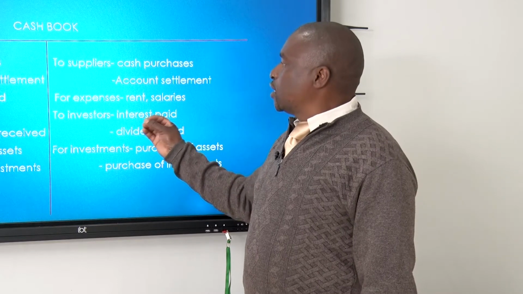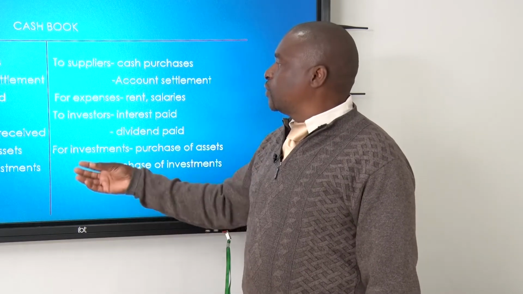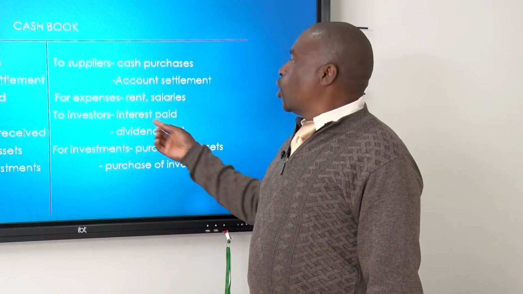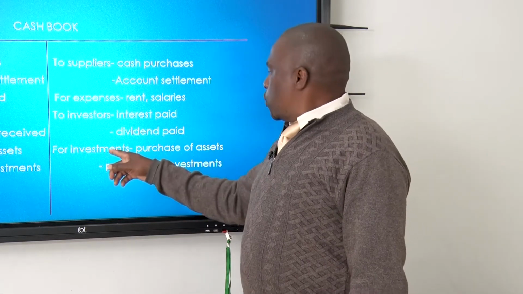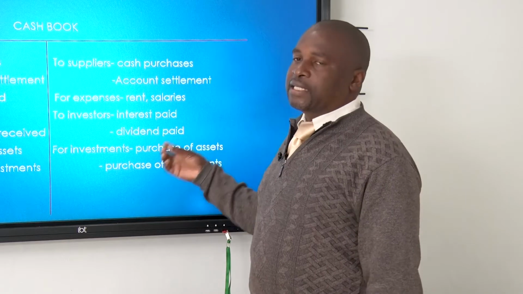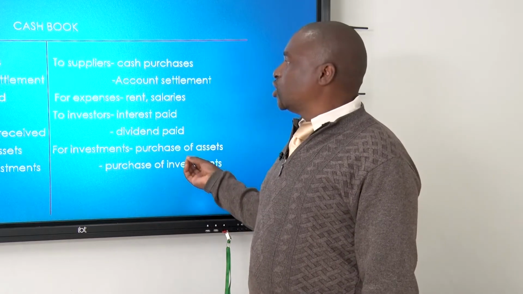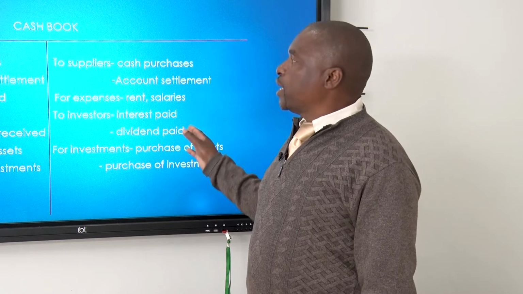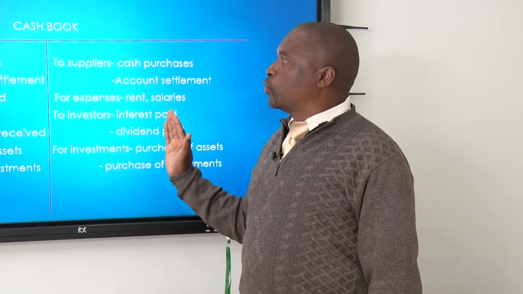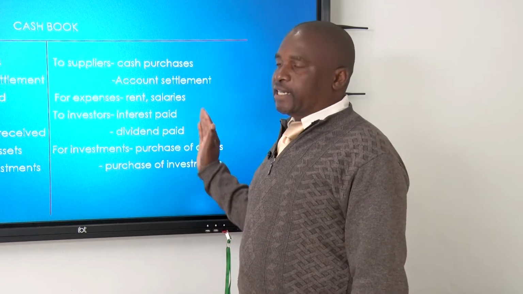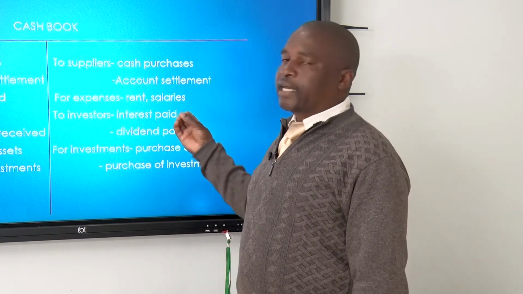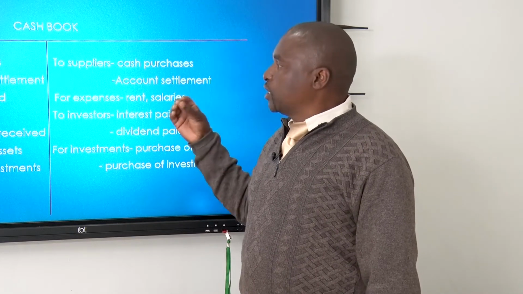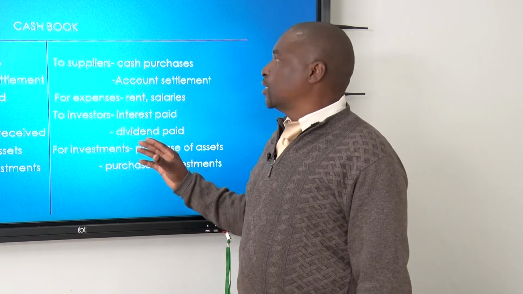Just like we receive money after making an investment, when we are making that investment, we need to pay interest. We need to pay the dividends. We also need to purchase assets. And when we are purchasing assets on cash, we make these payments on the credit side of the cash book. So you can see that this cash book comprises the debit and the credit side. And from our foundation principle, debit the receiver and credit the giver. This principle will always be binding.